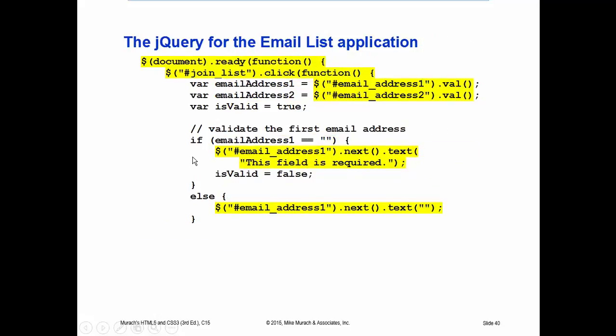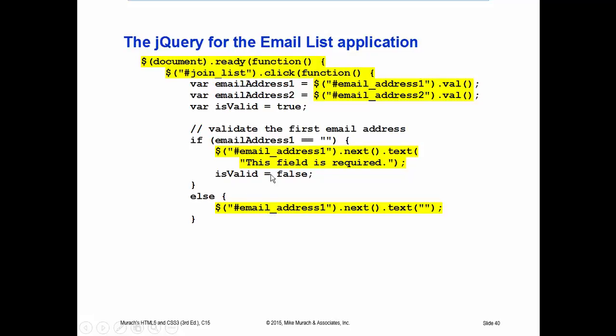So again, what it's telling us is the same kind of thing that we looked at before, and that is that when the document has been loaded, this is what we had at the end before, but this says basically that join list, when we click that button, what are we doing? The same kind of thing we did before. We're grabbing the value from the first text box. We're grabbing the value from the second text box. We're setting our Boolean variable. That's all basically the same, almost identical. Then we validate the first email address, same kind of way we did it before, but syntactically, it's different.